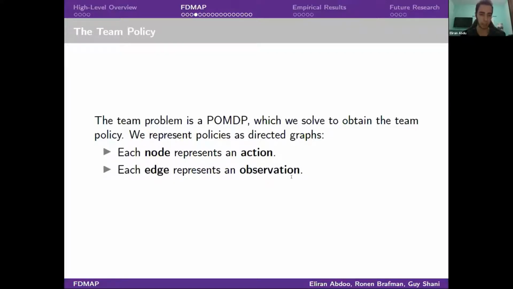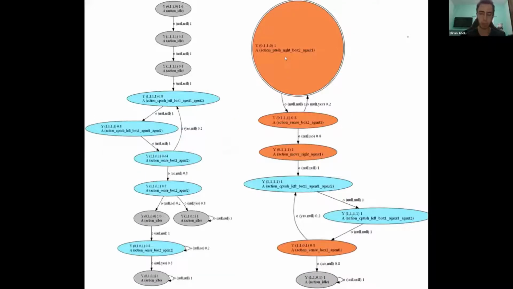So again, the team problem is a POMDP, since we centralized the agents into a single master agent, so-called. Then we solve the problem to obtain the team policy. And we represent policies as directed graphs. Each node represents an action, and each edge represents an observation. So I just want to make a small example, which we will go a bit deeper into later on.